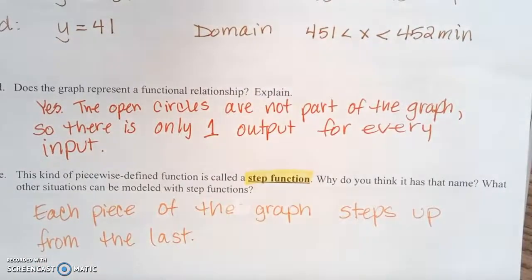Okay? Down at the bottom, part E says this kind of piecewise defined function is called a step function. And why do you think it has that name? What other situations can be modeled with the step function? So each piece of the graph is going to step up from the last. Okay? Can anyone think of another situation that would be modeled by this type of graph?